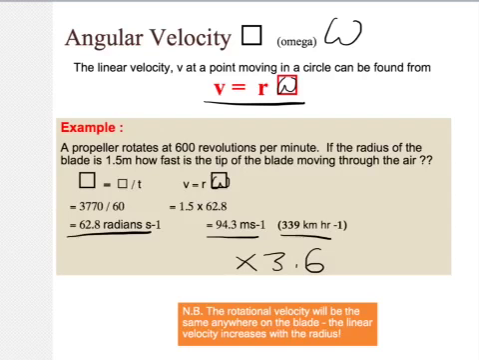This little note here is an important thing to understand. If you look at the radius and you make it smaller, if you go closer to the center of the axis of rotation, the linear velocity will decrease. We're saying it the opposite way around. The tip of the blade is the fastest moving part of the blade, whereas the angular velocity is constant for every part of the blade.